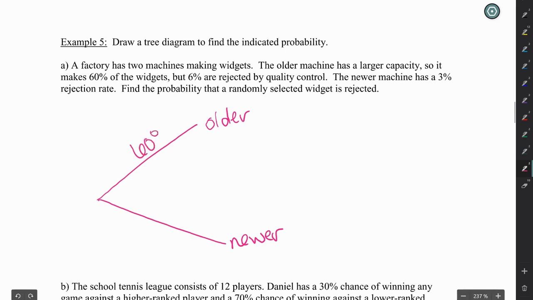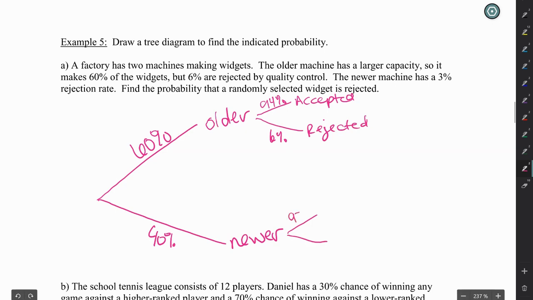60% of the widgets are made on the older machine. 40% are made on the newer. If they're made on the older, 94% are accepted and 6% are rejected. For the newer machine, 97% are accepted and 3% are rejected.